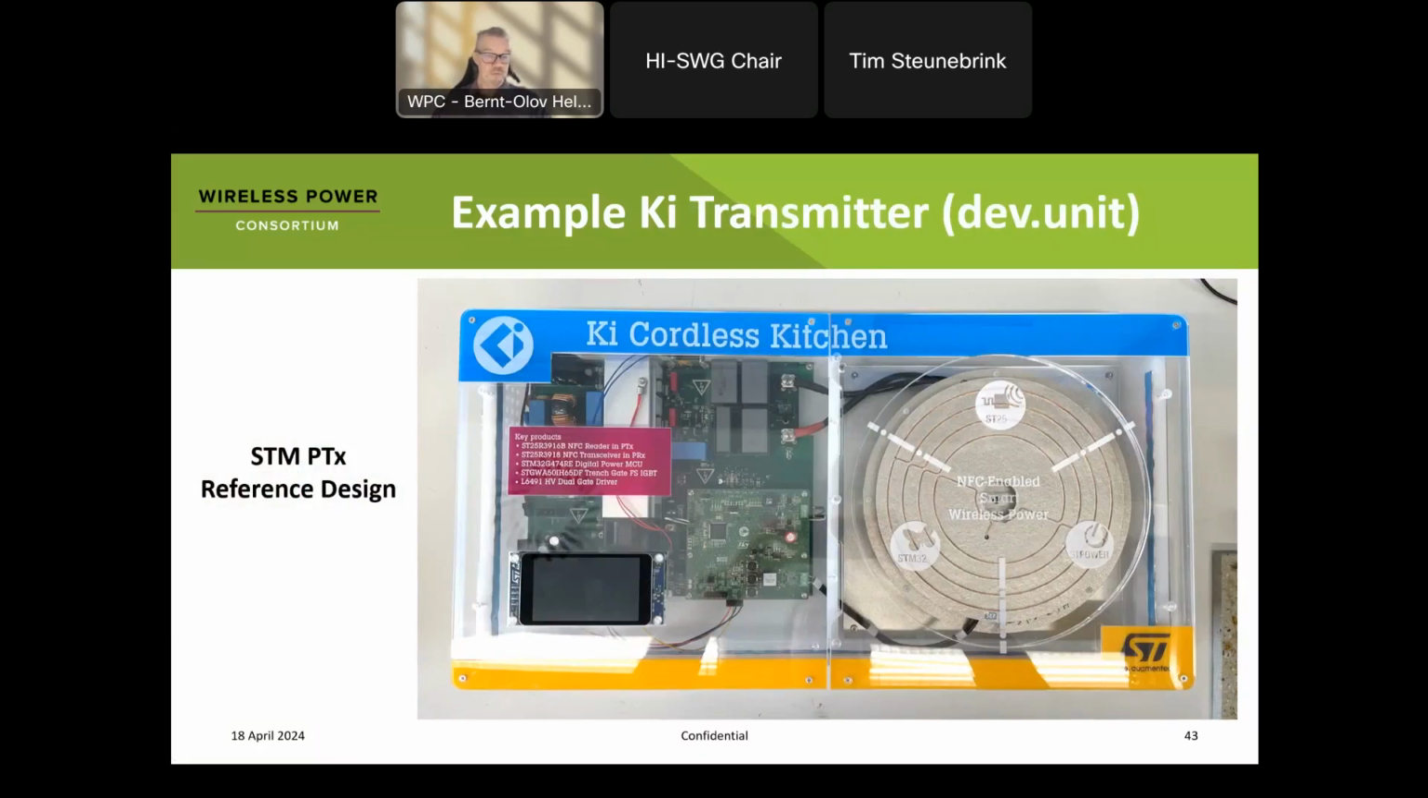So, some words about the development capabilities. We have some good design support from STM. They provide development kits like this one. It's a box with two parts: the high voltage part with the coil, and this is the NFC coil, and then there is the power coil. It is the traditional cooktop. Then you have the power part.